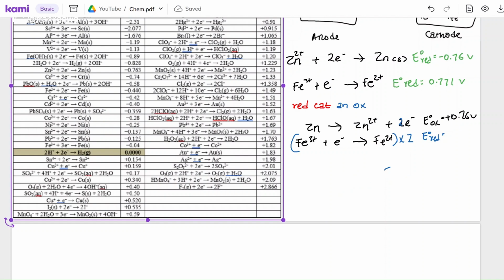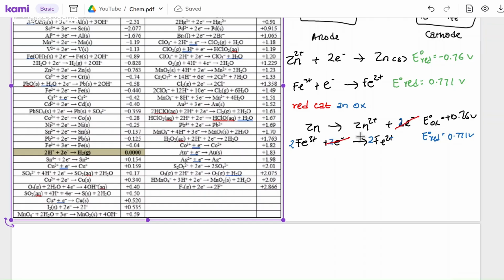Anyway, in this problem, the E reduction right here is still 0.771, even though we're multiplying the equation by 2. We're doing that just so the equation can cancel out. When we multiply it by 2, this becomes 2Fe3+ plus 2 electrons goes to 2Fe2+. And now we can cancel out both electrons.